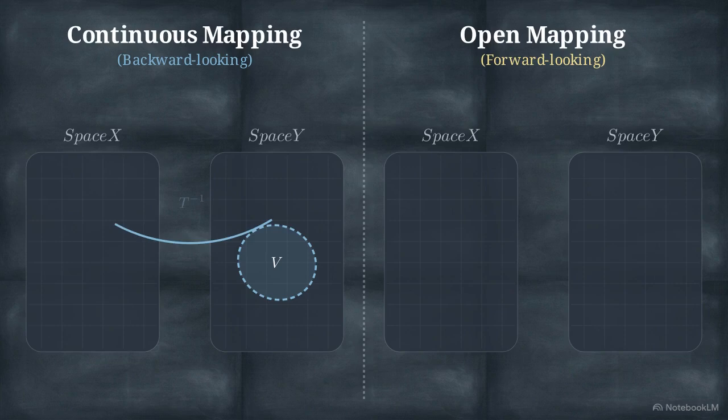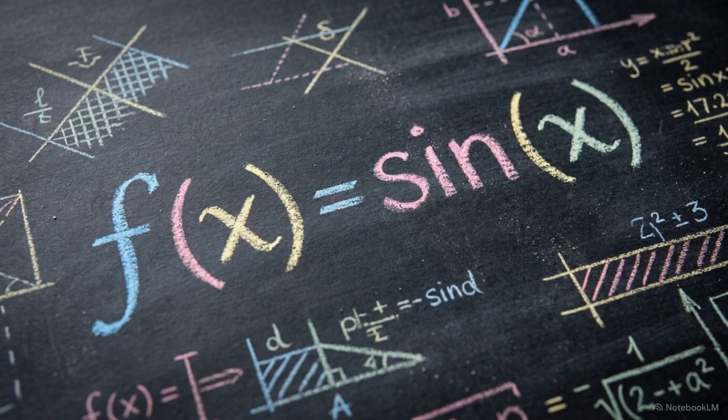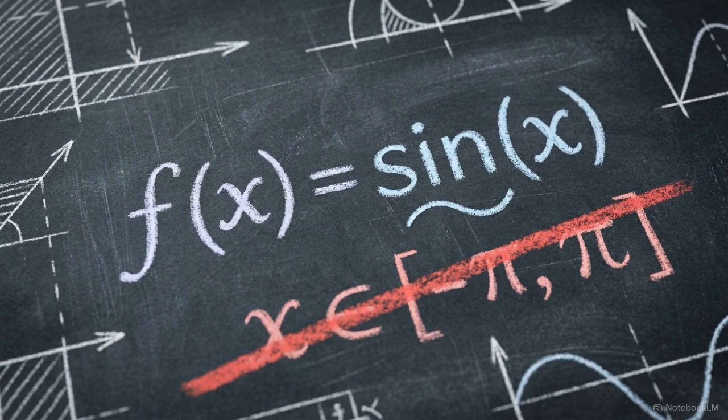On the left, a continuous function pulls an open dotted line boundary backward to space X. On the right, an open mapping pushes an open boundary forward into space Y. To see why this distinction matters, we can look at the standard sine function. It is a perfectly continuous mapping, but it is not an open mapping.